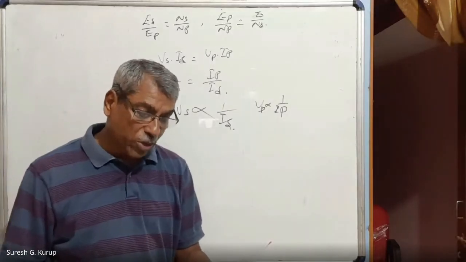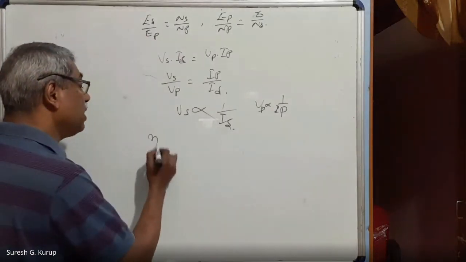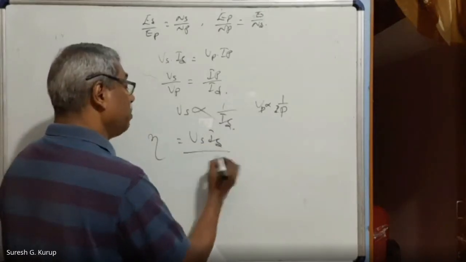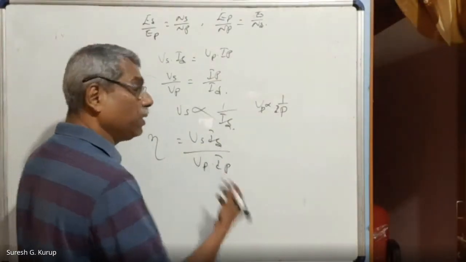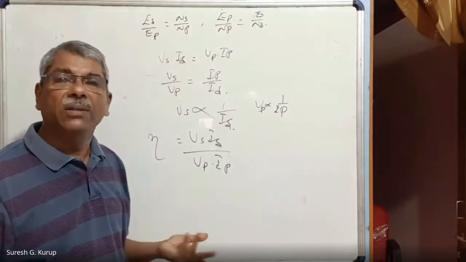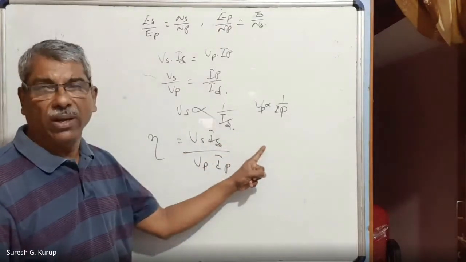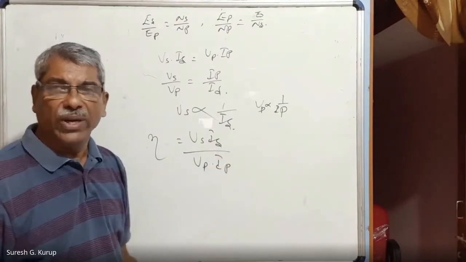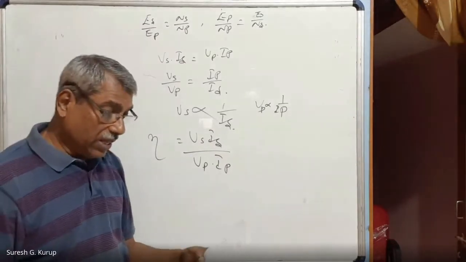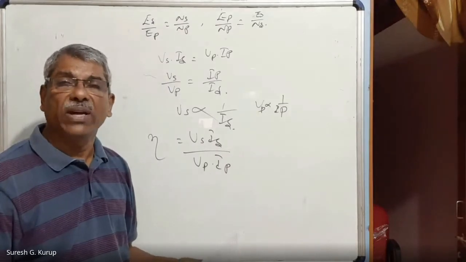Then the efficiency of a transformer is output power divided by input power. Efficiency is given by eta. Eta is equal to output power, which is Vs into Is, divided by Vp into Ip. Actually, in transmitting circuits, power is Vs into Is into cos phi. Cos phi is not used here because for all transmission circuits, cos phi P is equal to cos phi S is equal to 1.